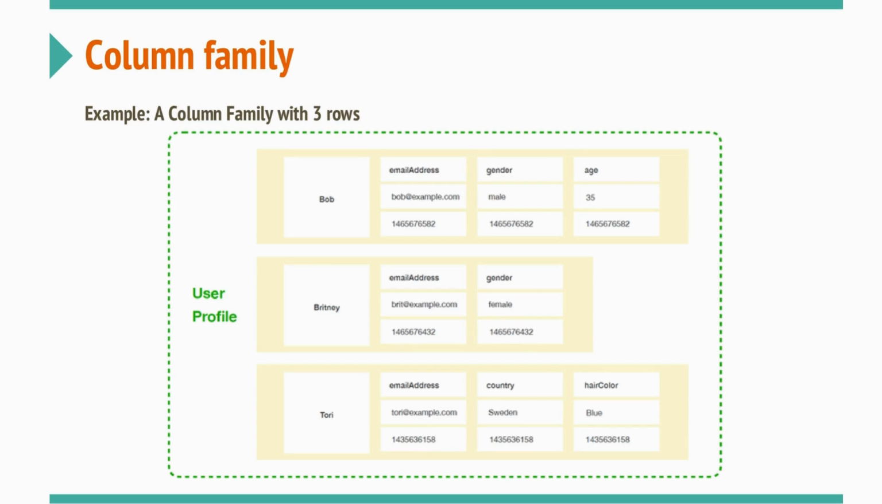Here's a great example of a column family called user profile. We have three rows identified by the row keys Bob, Brittany, and Tori. Now look closely. The row for Bob has columns for email address, gender, and age. The row for Brittany has the same columns, but the row for Tori is different. It has email address, country, and hair color. This is one of the most powerful features of a column family database. It's schemaless. Each row can have a different set of columns. You don't have to define a rigid table structure beforehand. This gives you flexibility to store diverse data.